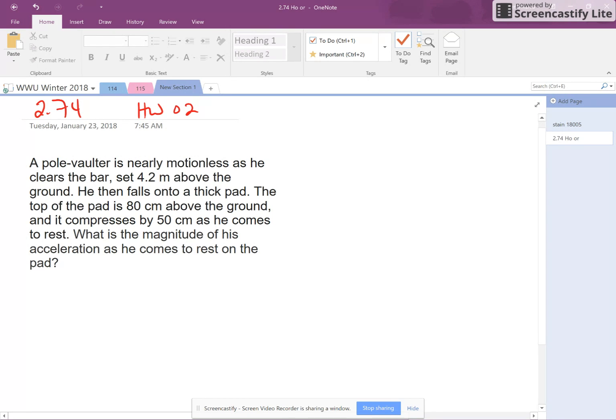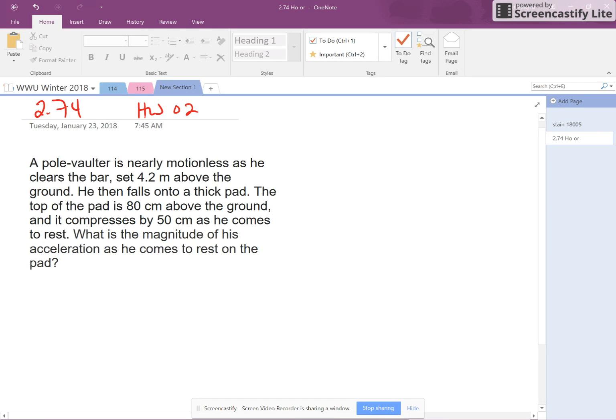We have a pole vaulter who is nearly motionless as he clears a bar set 4.2 meters above the ground. He then falls onto a thick pad. The top of the pad is 80 centimeters above the ground and is compressed by 50 centimeters as he comes to rest. What is the magnitude of the acceleration as he comes to rest on the pad?